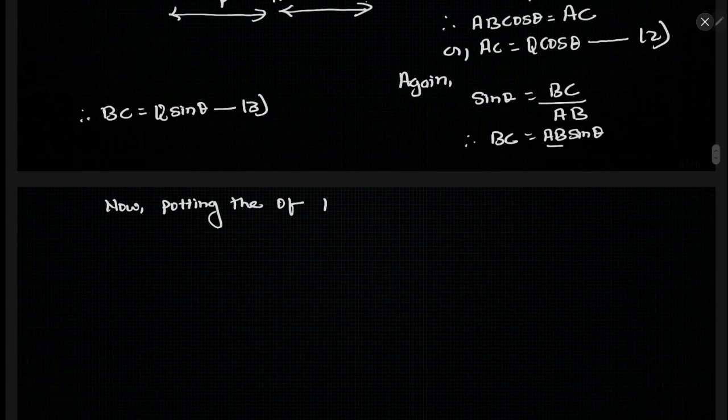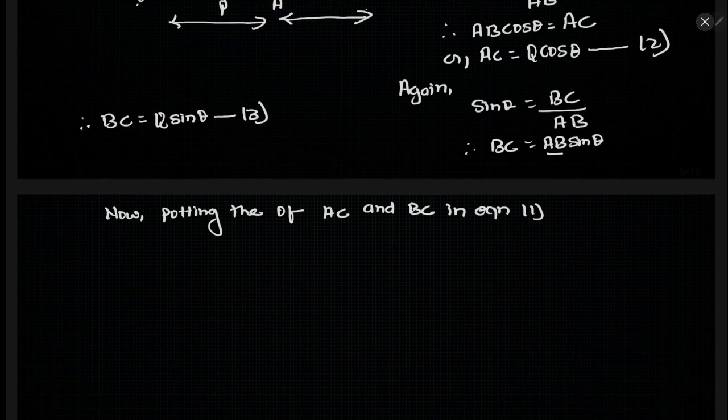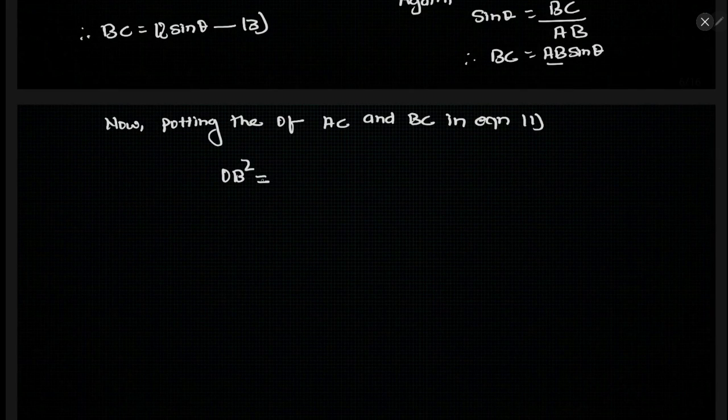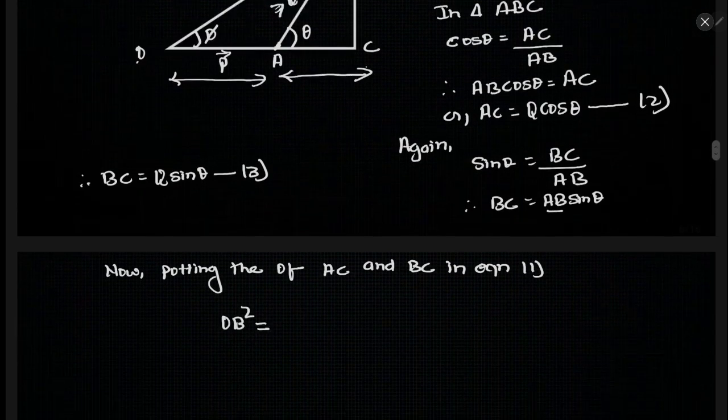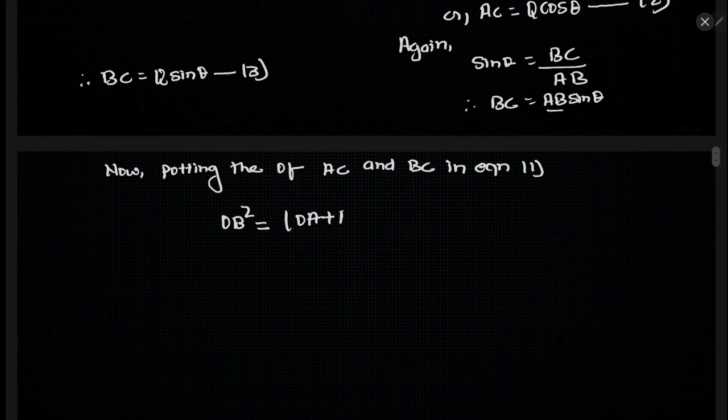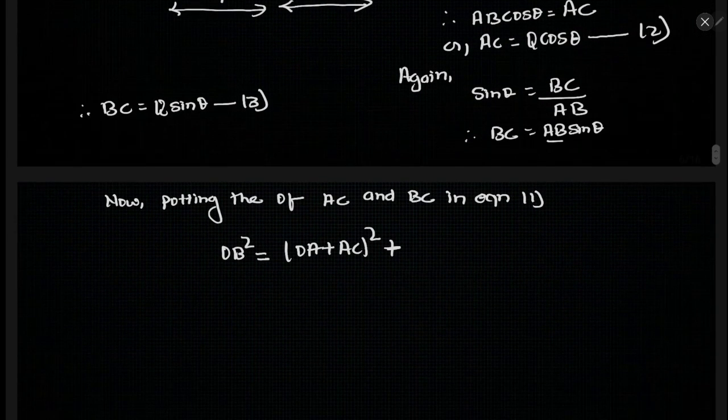Now putting the value of AC and BC in equation first. So let's write equation 1, which is OB square is equal to (OA plus AC) square plus BC square.